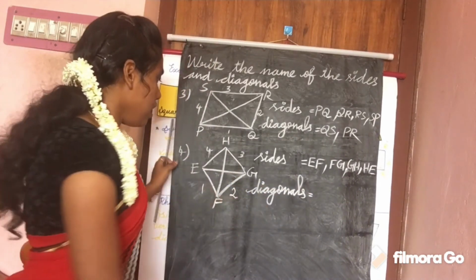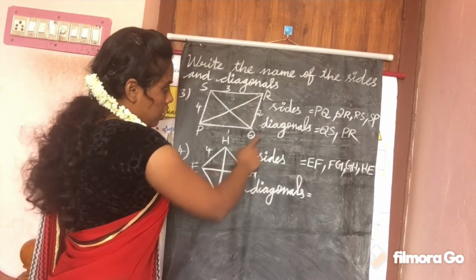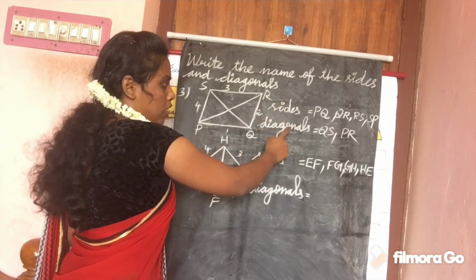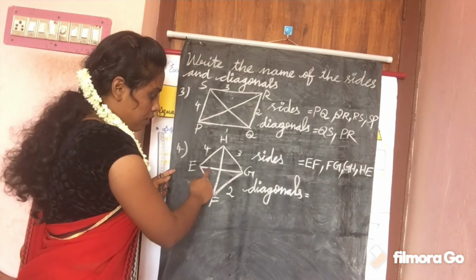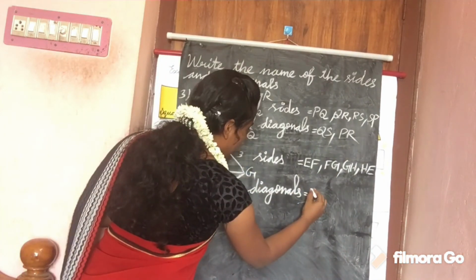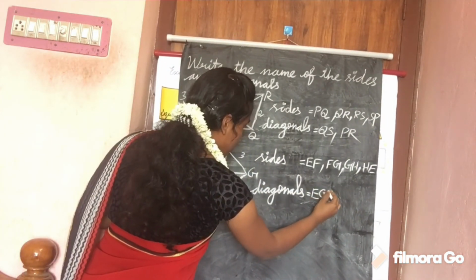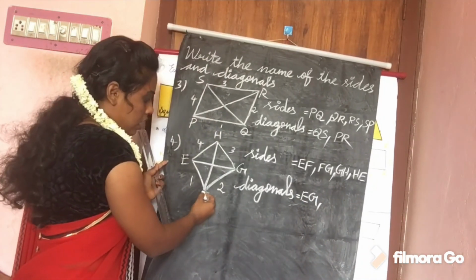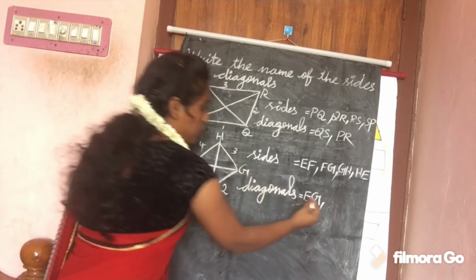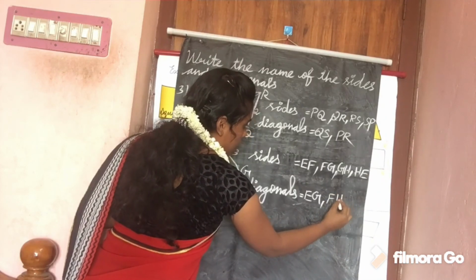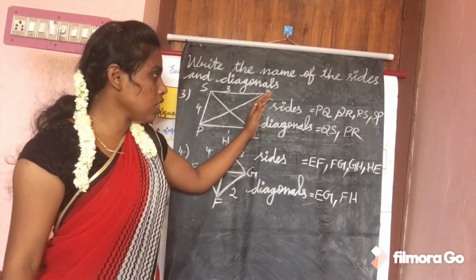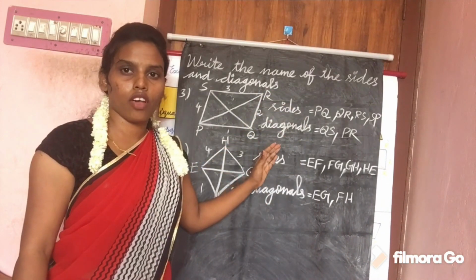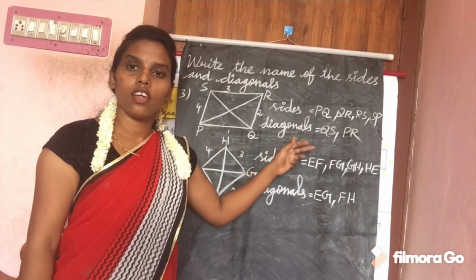Then diagonals. Diagonals are found the same way as you found them here. Likewise, you have to find them here. See, EG is one diagonal. Then FH is another diagonal. So children, I have done 2 figures for you. The rest of the 2 figures are homework for you.